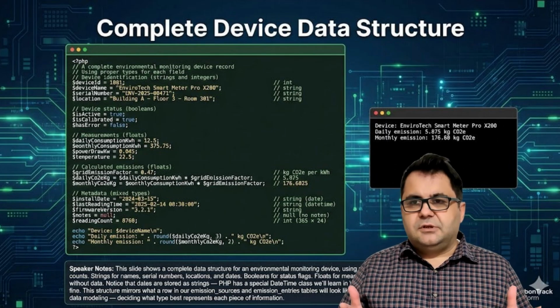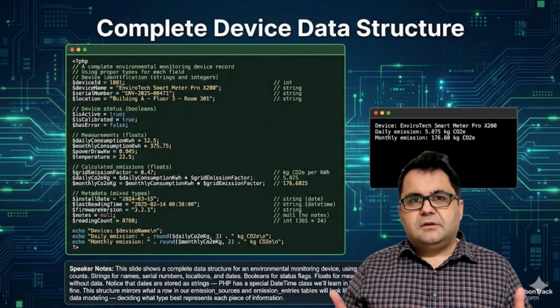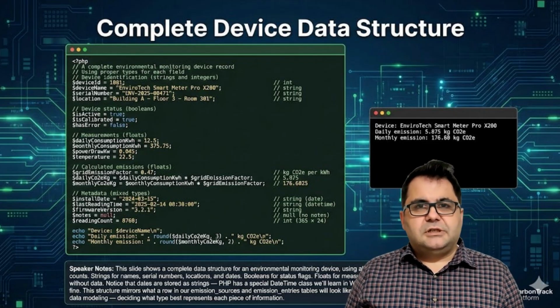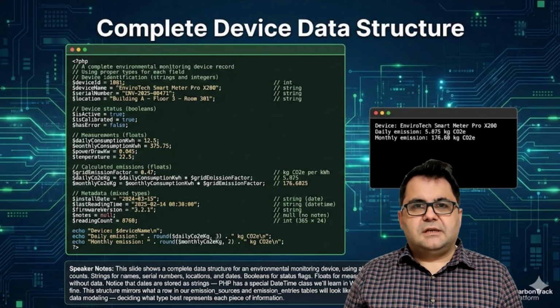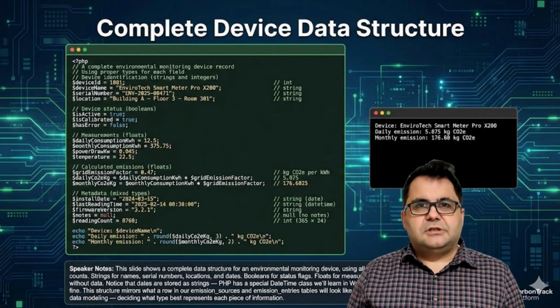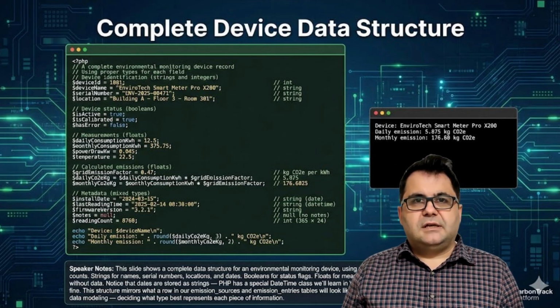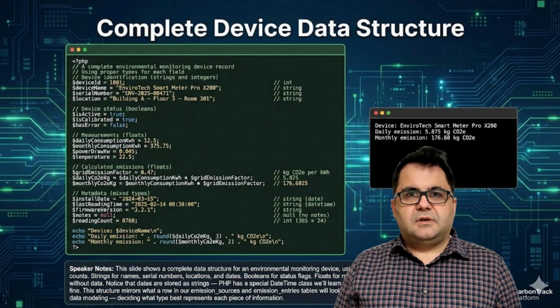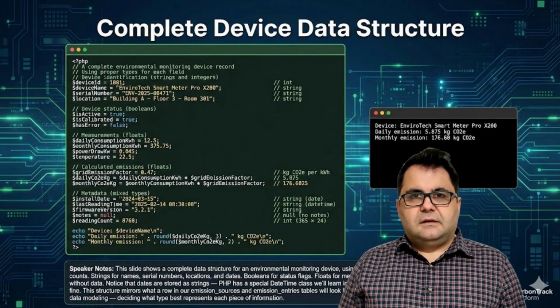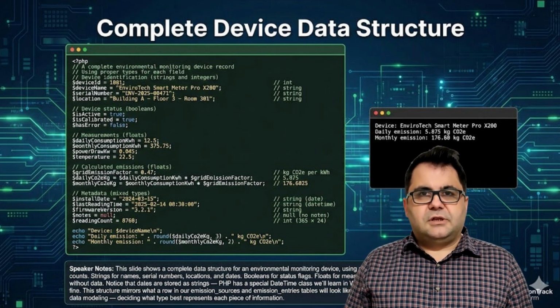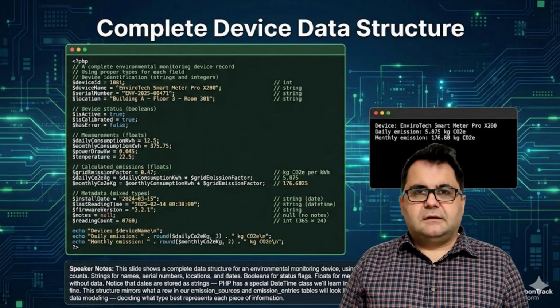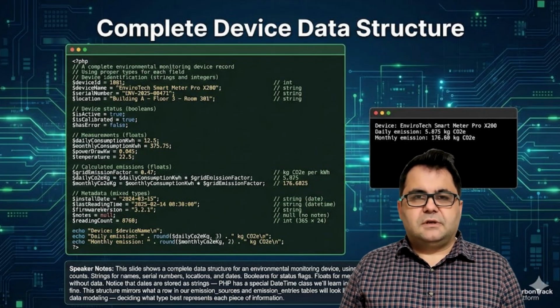This slide shows a complete data structure for an environmental monitoring device using all the types we've learned. Integers for IDs and counts. Strings for names, serial numbers, locations, and dates. Booleans for status flags. Floats for measurements and calculations. Null for optional fields without data. Notice that dates are stored as strings. PHP has a special DateTime class we'll learn in week 14, but for now, formatted strings work fine.